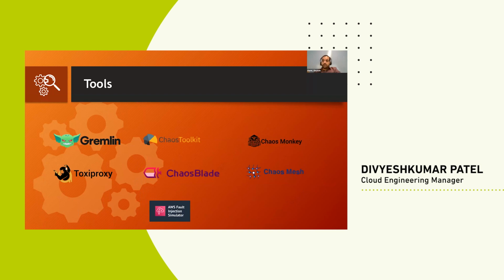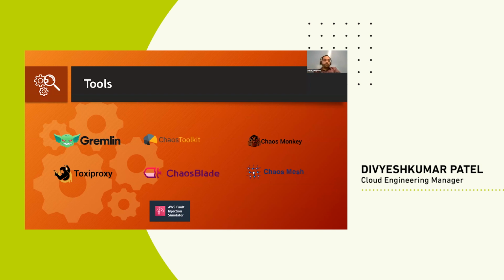And pick the tool that is the best fit for your requirement, right? I have closely worked with Gremlin, Chaos Monkey, Chaos Toolkit, as well as AWS Fault Injection. But these are all popular tools. And as I said, some of them are commercial, some are open source. So pick whatever is the best fit for you.